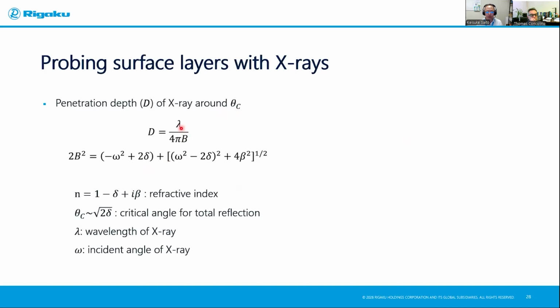right? X-ray wavelength, pi, and large B. Large B is a function of the incident angle of X-ray, omega, and the refractive index, delta and beta. Delta and beta are material dependent, and also X-ray energy dependent parameters. So as long as you know the energy of the X-ray and your materials, you should be able to calculate. Then the critical angle of total refraction theta C is calculated through the square root of 2 times the delta, again, the refractive index.